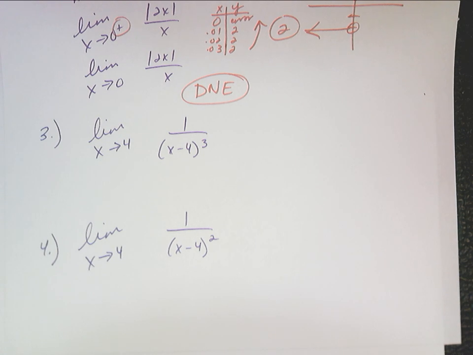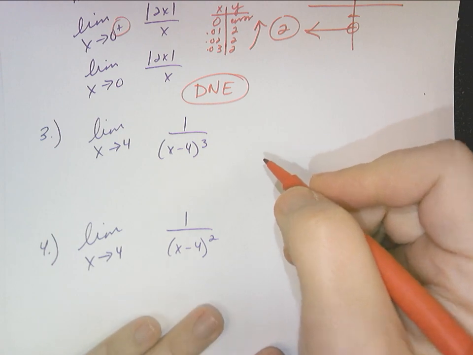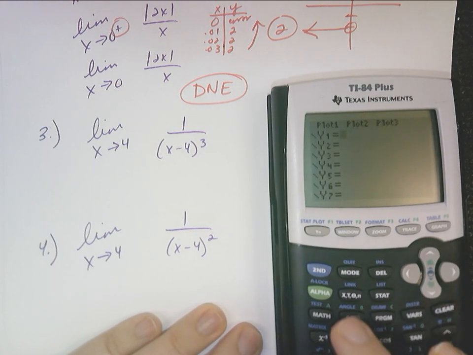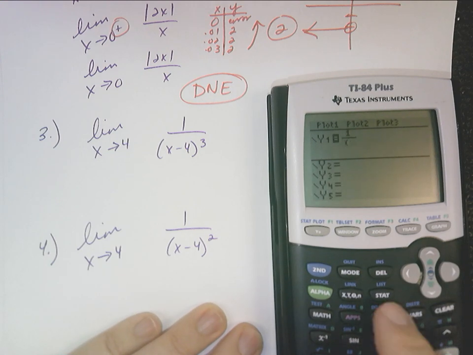And again, sometimes it's good to look at the actual graph itself, because everybody's different, but sometimes it's good to look at the picture, the table, excuse me. All right, so put this in my calculator, go to y equals, alpha y equals, and do 1 over x minus 4 cubed.